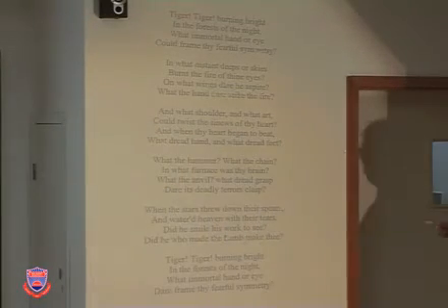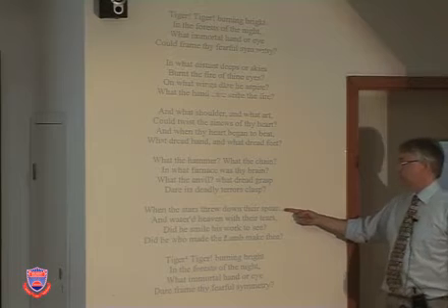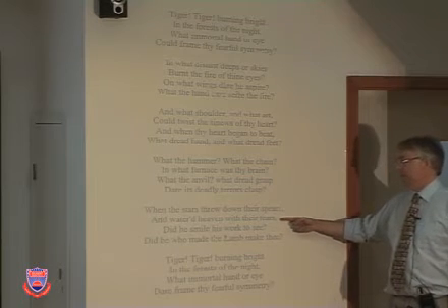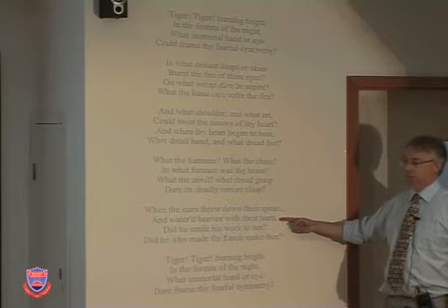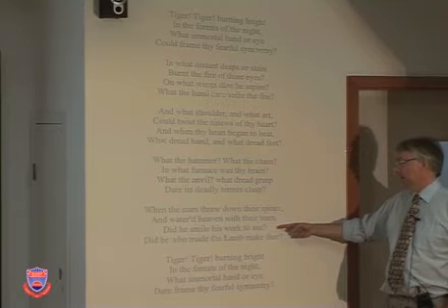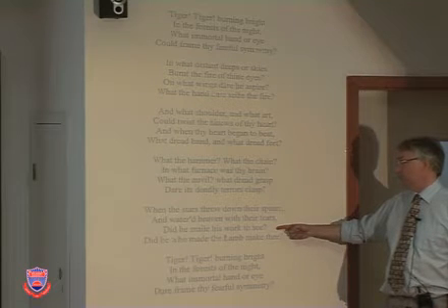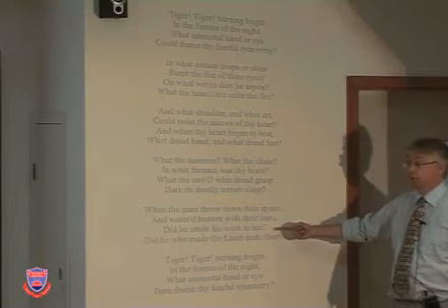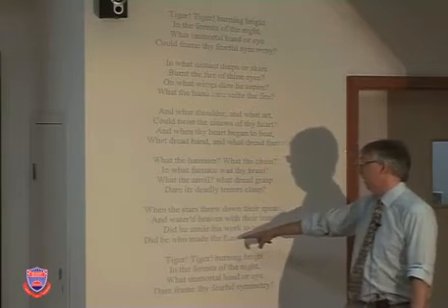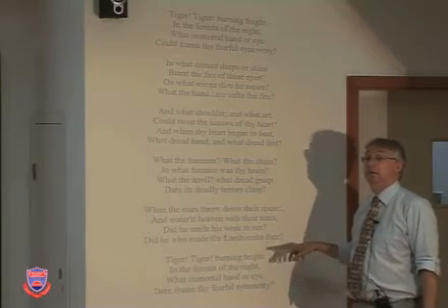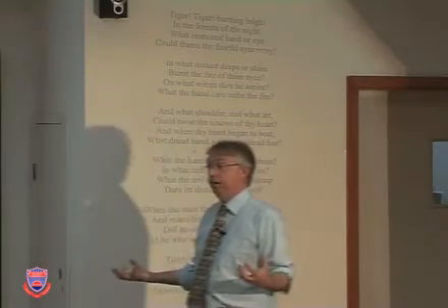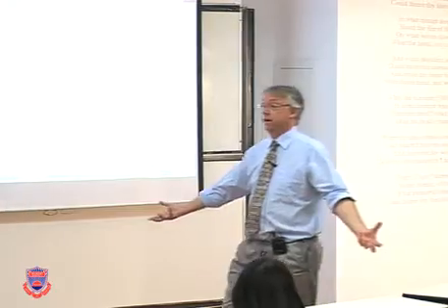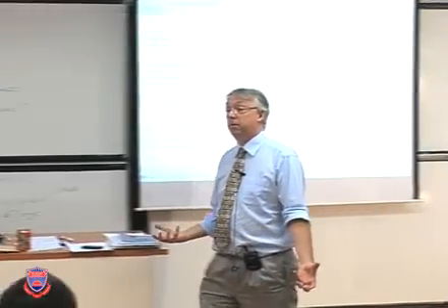When the stars threw down their spears and watered heaven with their tears, again we've got the religious image, we're going to come to that in a minute. Did he smile his work to see? Was he happy with what he'd done? Was the Creator happy? And did he who made the lamb make thee? Is it the same person that made the lamb and made the Tyger? And was he happy when he made it?